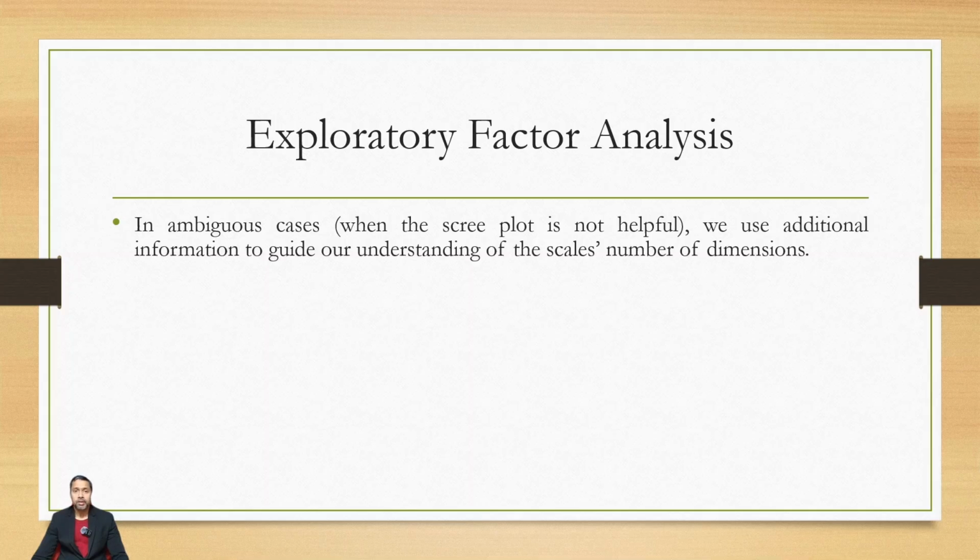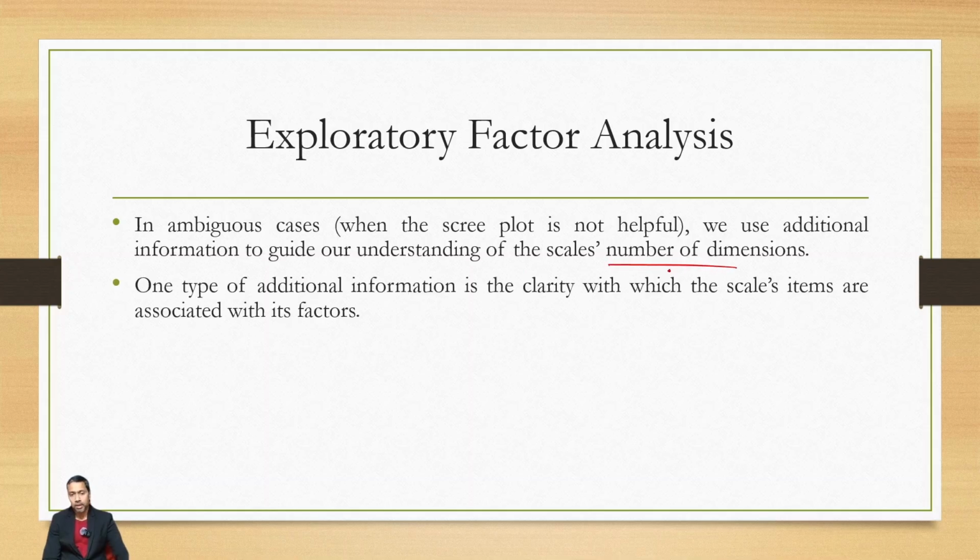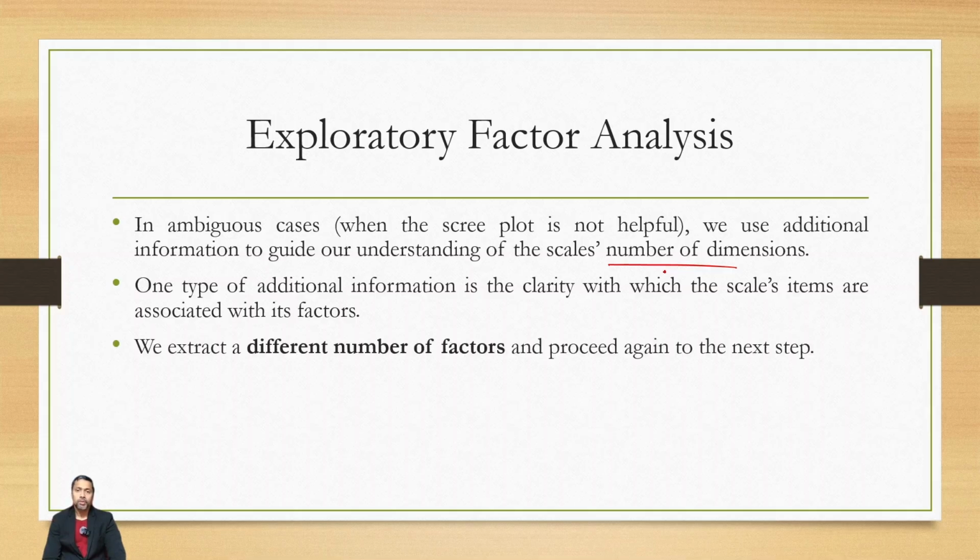But it can happen that the graph is very ambiguous, the differences are not significant, and the relative sizes do not differ significantly. Such cases are called ambiguous cases, where the Scree plot is not helpful. What we can use is additional information to guide understanding of the scale's number of dimensions. One type of additional information is the clarity with which the scale items are associated with their factors. Suppose we extract 2 factors and the solution is not coming, so we say go and do it with 3 factors. We again say go and do it with 4 factors.